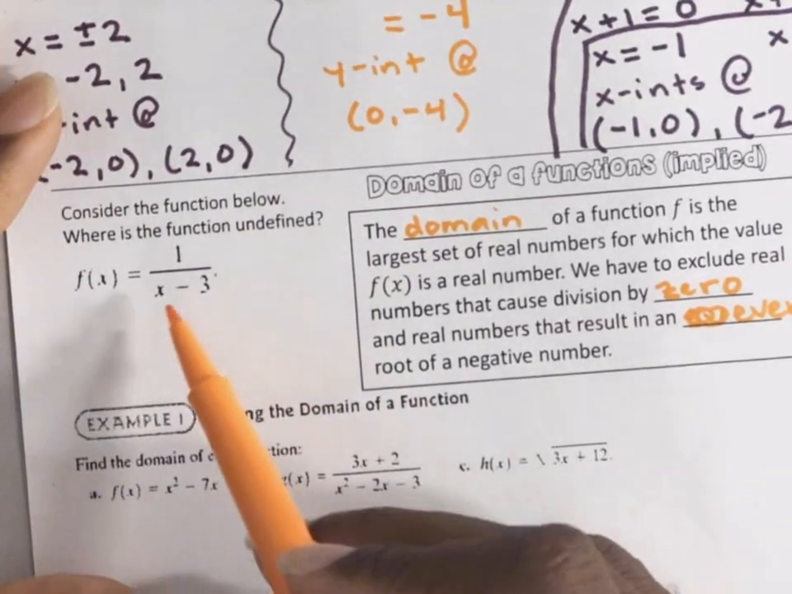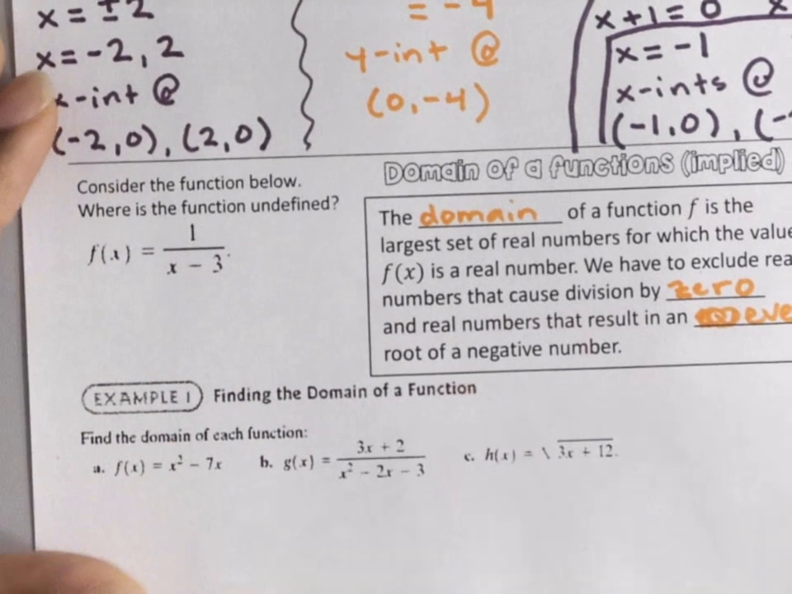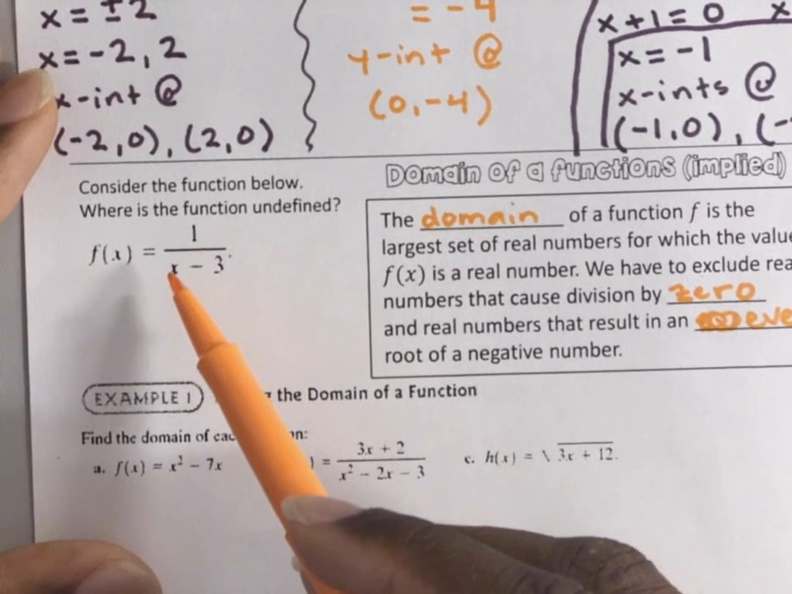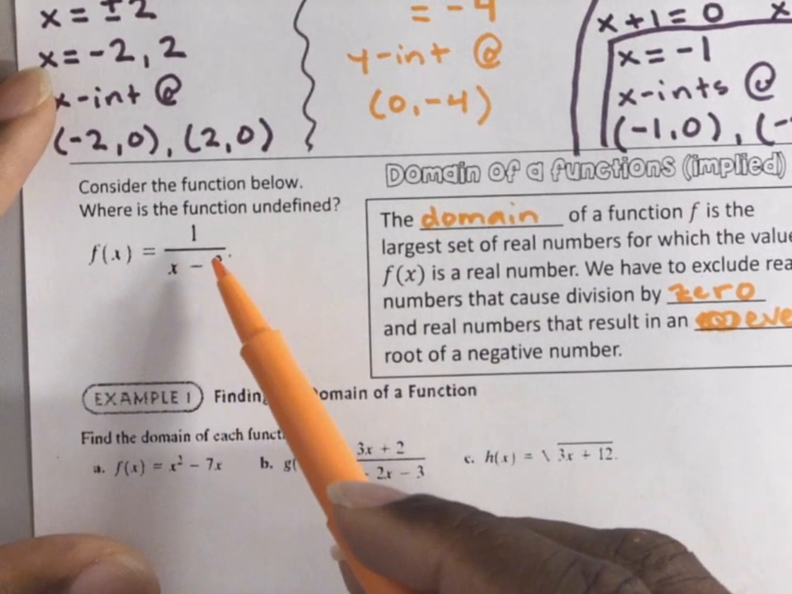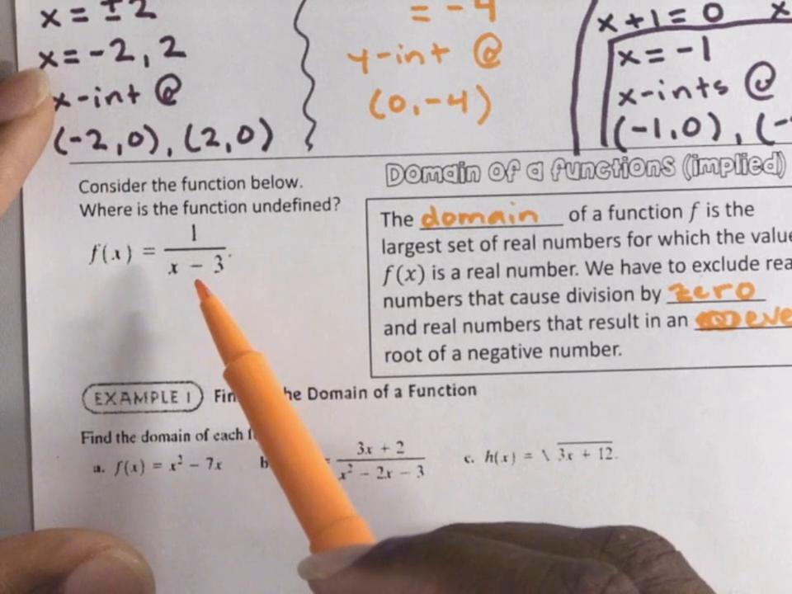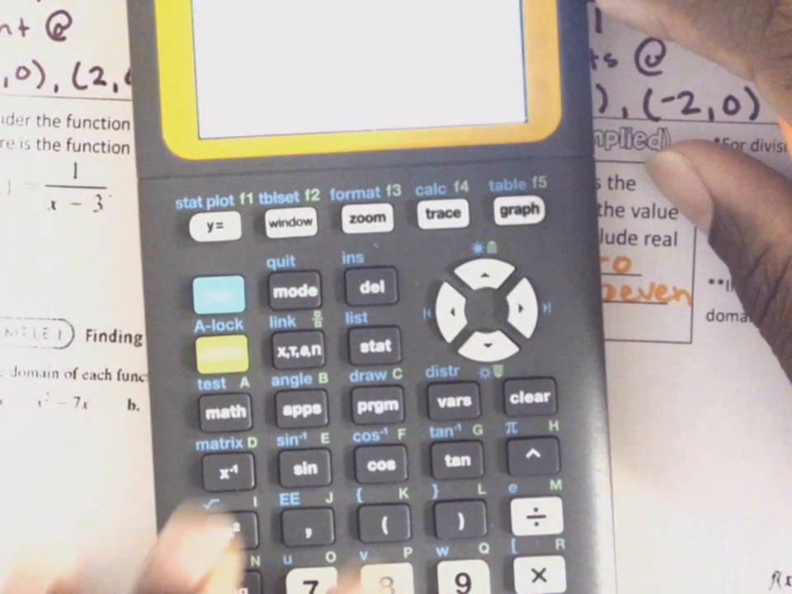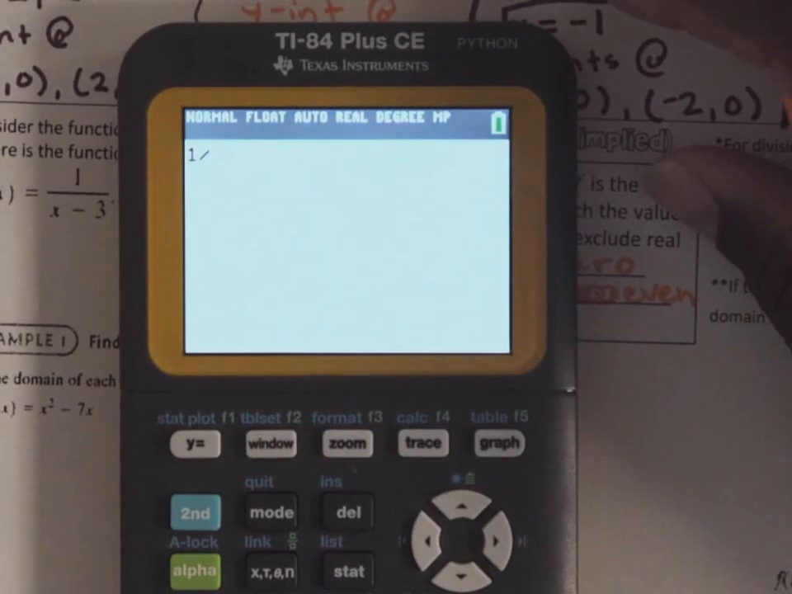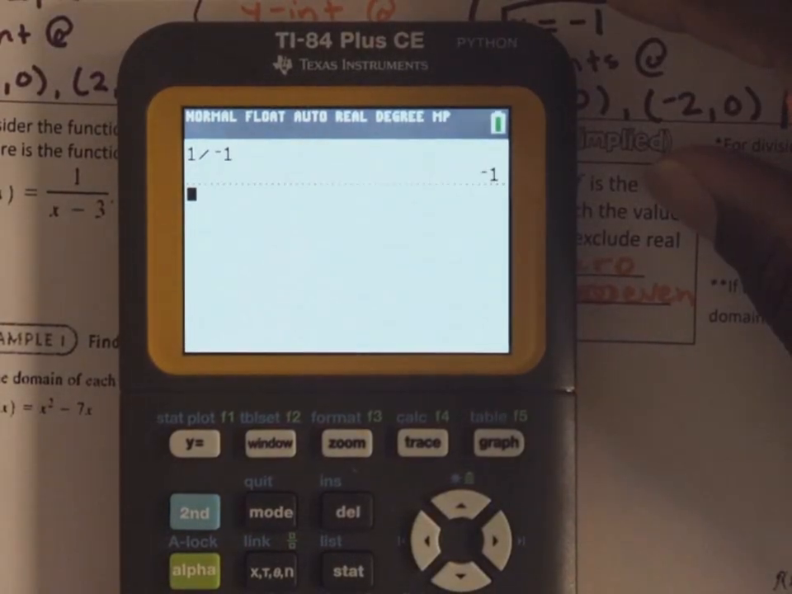But what could an x be right here for another example? What could an x be? 2? What is 2 minus 3? Can you divide by negative 1? Why not? You can divide by negative 1. 1 divided by negative 1. You can do that.